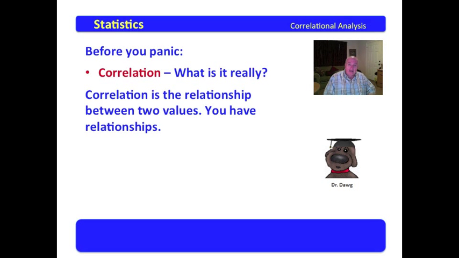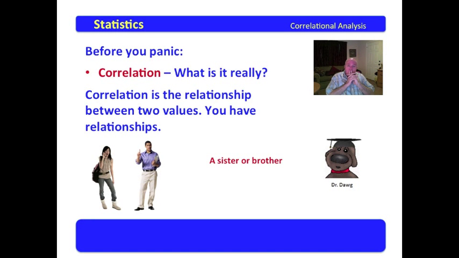Correlation, what is it really? Well, correlation is the relationship between two values. Now, I want to remind you that you have relationships. Perhaps you have a brother or sister, and a brother or sister would be considered a close blood relationship. My sister, I have had three. One died a number of years ago. But then I have a sister, Karen, a year younger than me, and a sister, Kim, 9 years younger than me. Of course, now everybody's younger than me these days. But my sister, Karen, is a close blood relation. She calls me at least 12 times a day just to see what I'm up to.